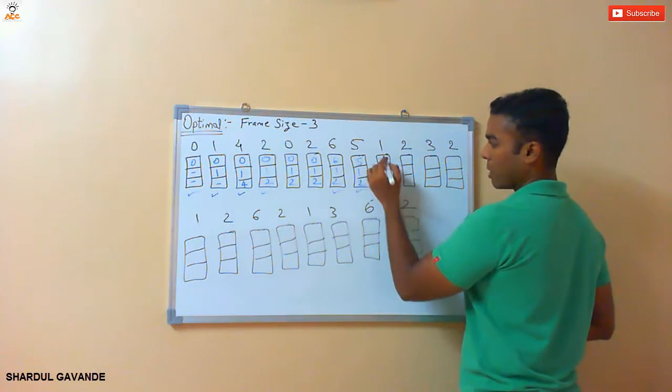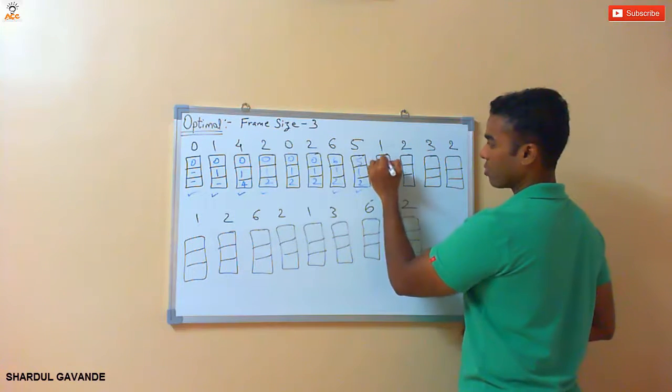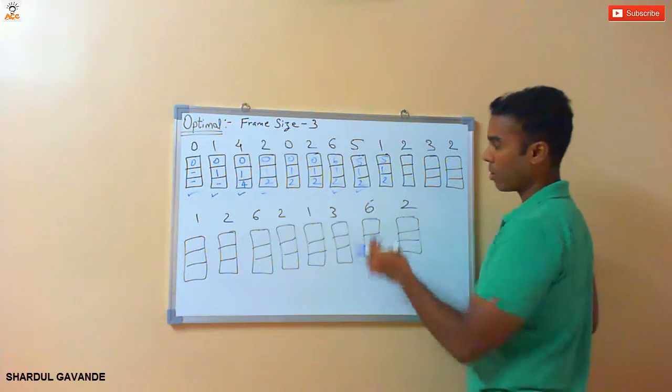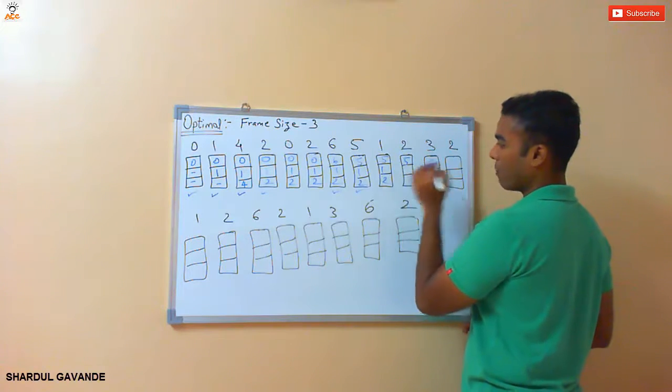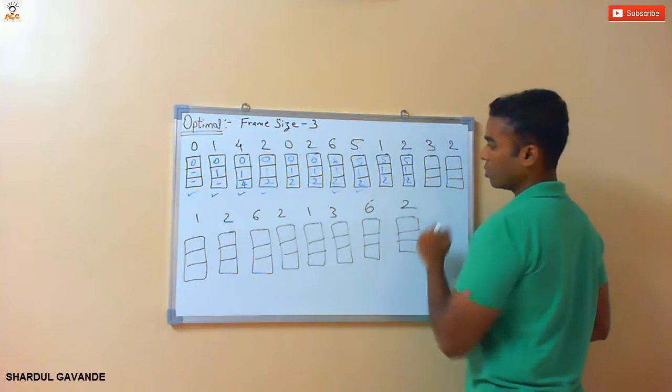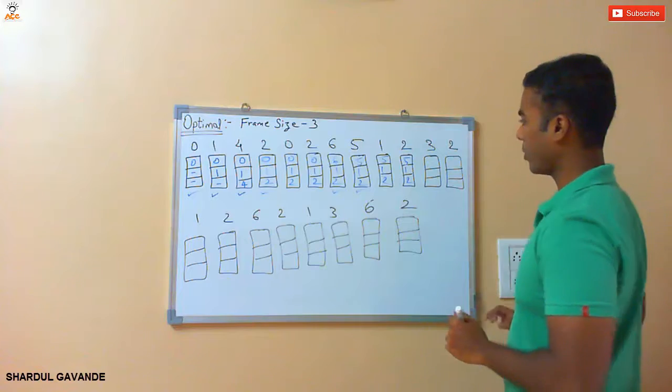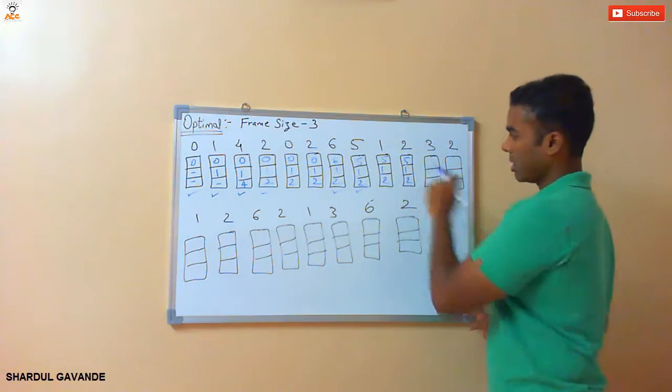Next is 1, so no page fault. 5, 1, 2 we will keep the same because the number is present. Number 2, again no page fault, we have a page hit over here. 5, 1, 2. Next we have number 3, so page fault because 3 is not present.